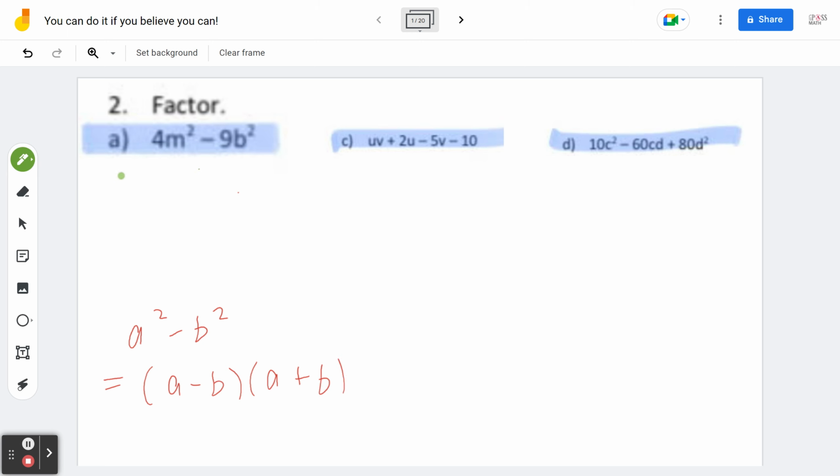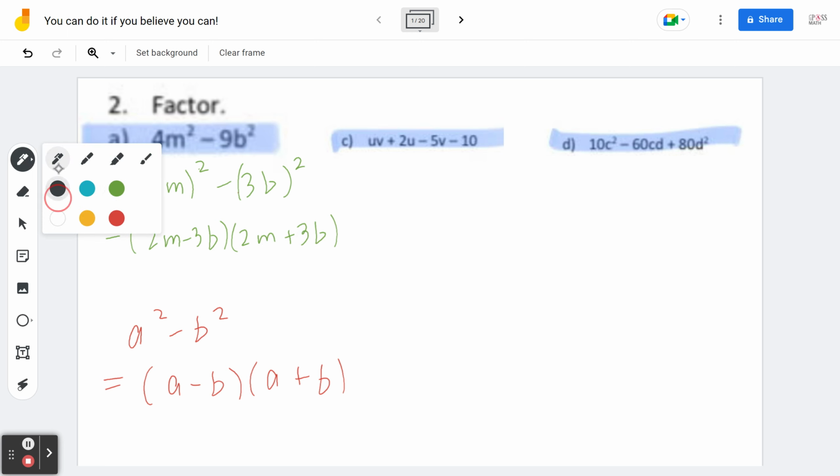Now we can apply this concept by expressing it as (2m) squared minus (3b) squared. When you keep going, this is again a squared minus b squared, which is a minus b times a plus b. So this becomes 2m minus 3b multiplied by 2m plus 3b. And of course, if you would like to double check, all you have to do is expand, which will give you back the original question.